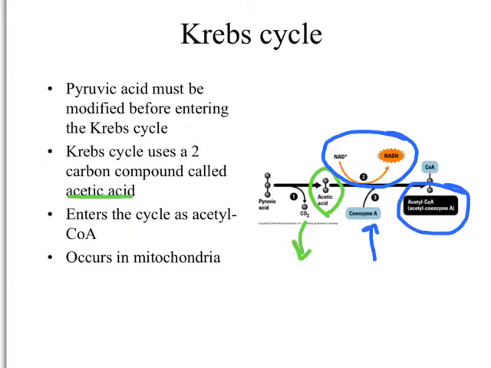Okay, so thus far we've turned glucose into 2 molecules of pyruvic acid in the cytoplasm. Those pyruvic acids go into the mitochondria, and in the mitochondria, the pyruvic acid is turned into acetyl coenzyme A.